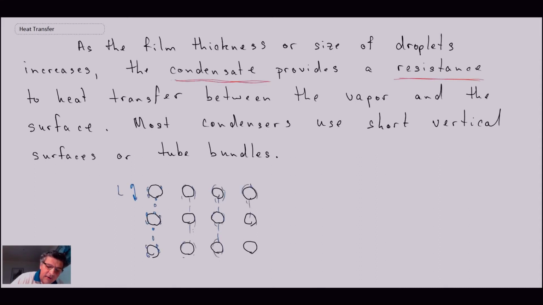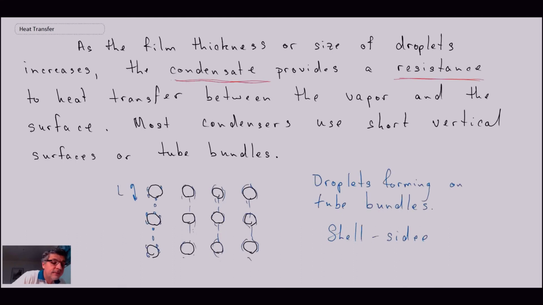So you'd have condensation flowing down. But we minimize the vertical extent in order to minimize the film thickness and the insulating effects that it might have. And so here we would have droplets forming on the tube bundles. And this is what they sometimes refer to as shell side condensation.